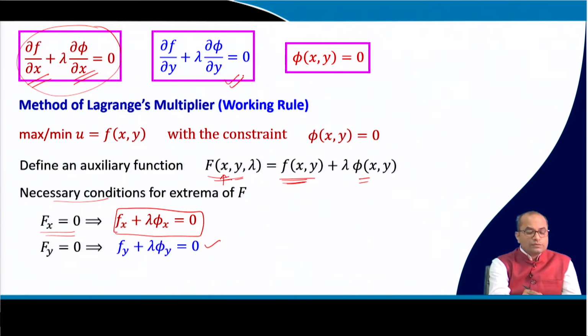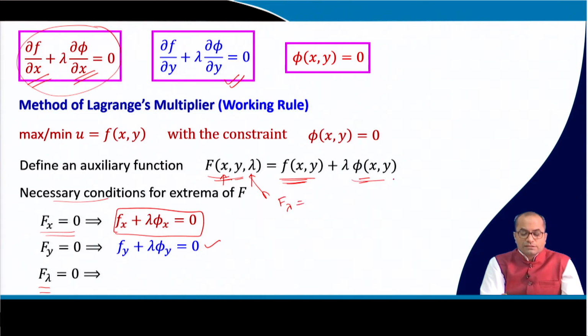That is the second equation we have there. The third will be f_lambda is equal to 0, because the third variable is lambda. So the partial derivative with respect to lambda must be 0, and here we have f(x, y) plus lambda phi(x, y). If we differentiate this with respect to lambda, we will get just phi(x, y). So here we get phi(x, y) is equal to 0.